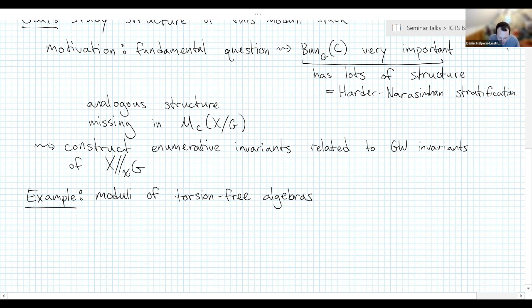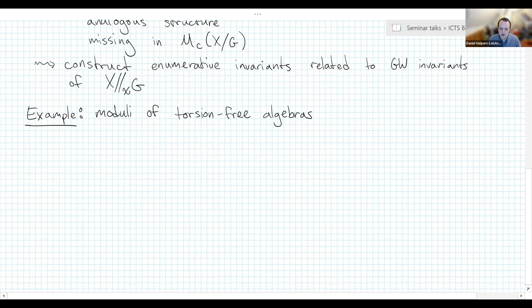I might get back to this in the end, but regarding the I function and these gauge Gromov-Witten invariants, one of the main applications of this structure that we're developing will be to give very explicit computations of gauge Gromov-Witten invariants. So there are actually applications to enumerative geometry, but the perspective that I want to emphasize today is why you might care about this just as a question in algebraic geometry. So you have the moduli of torsion-free algebras. What do I mean by this? I mean it's a vector bundle.